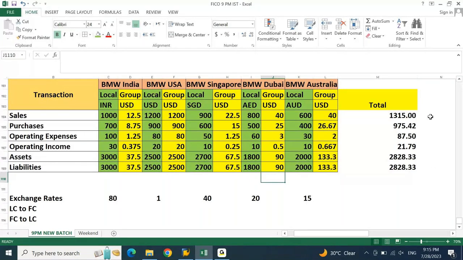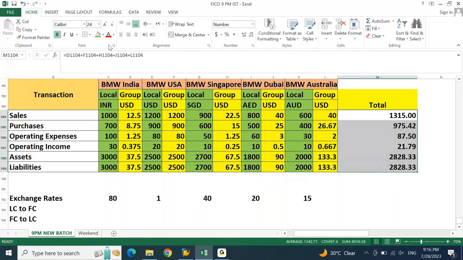Now this total, we are representing the group currency. Because you're talking about consolidation, your group currency is this number. When I'm talking about group currency, I am talking about consolidation. When I'm talking about consolidation, I am consolidating data from multiple company codes: company code from India, company code from US, Singapore, Dubai, Australia. If I take the total sale in everything, this is my total sales. If somebody is asking me, what is the total sales of BMW for last month? My answer will be $1,315. Because this is the common currency. Everywhere it is the US.